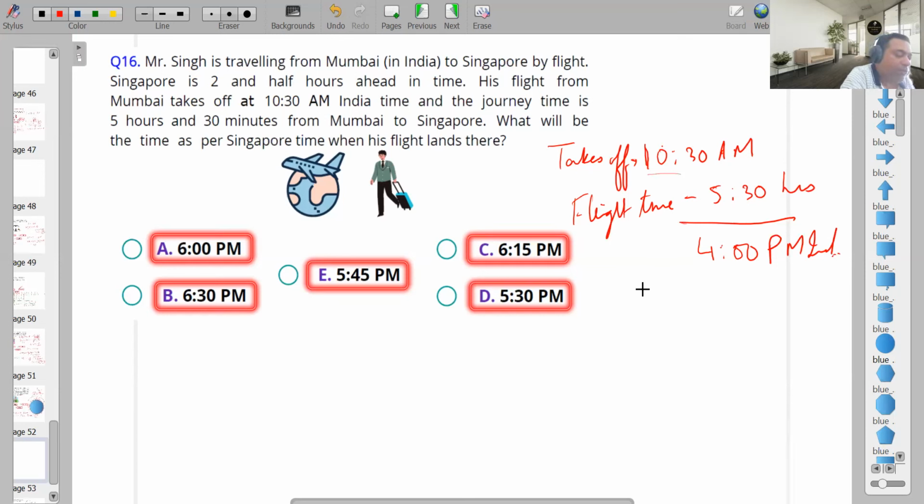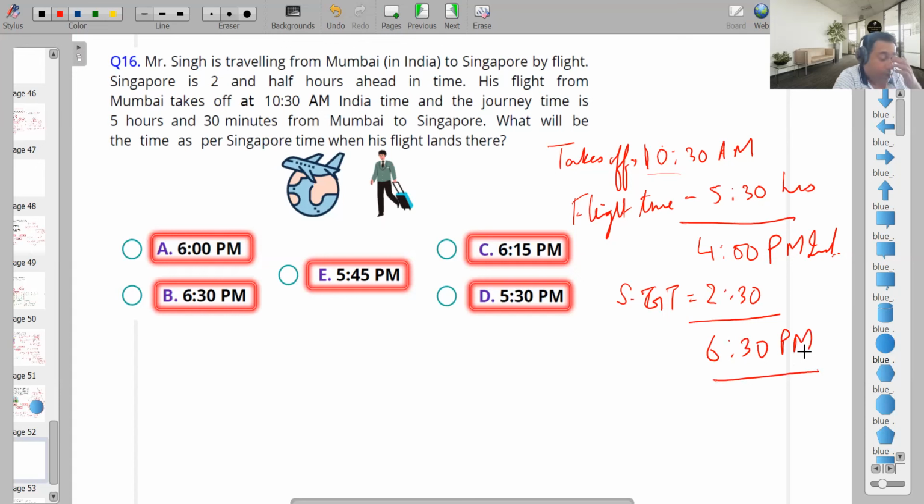India time. And therefore, Singapore time at that time, that is SGT, will be 2.5 hours ahead, because Singapore is east of us, so Singapore's time is ahead of us, 2 hours and 30 minutes ahead in time. So 4 p.m. plus 2:30, Singapore time will be 6:30 p.m. at that time.